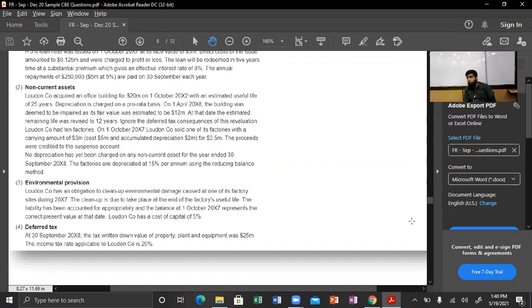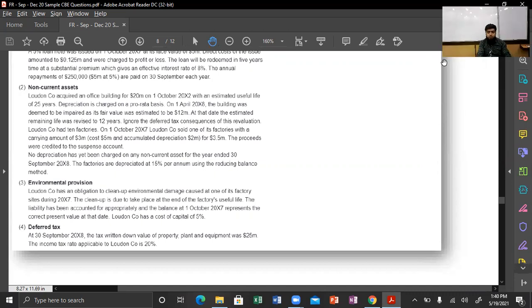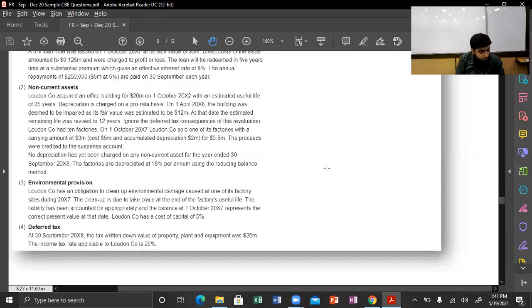And number 2, whenever the liabilities are recorded at the present value, what is the next step? We are going to unwind the liability at each accounting period. So it means we need to unwind this present value liability. LOUDON company had a cost of capital of 5%. It means we need to unwind this one.